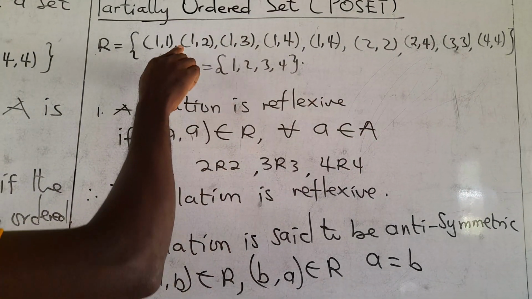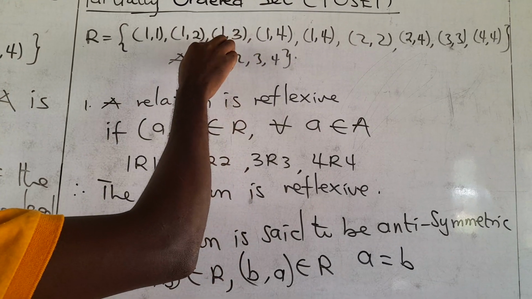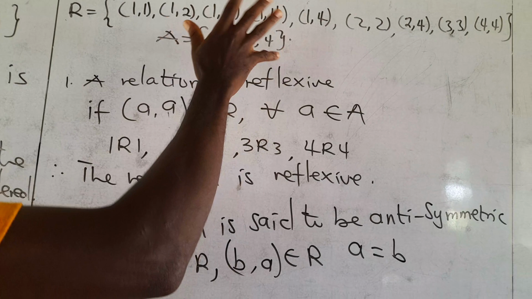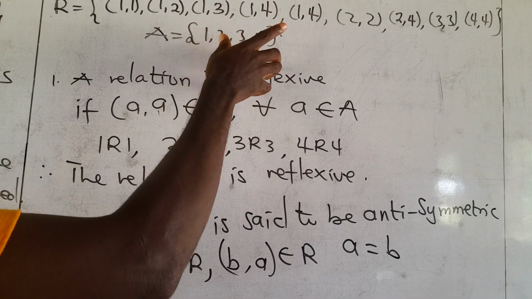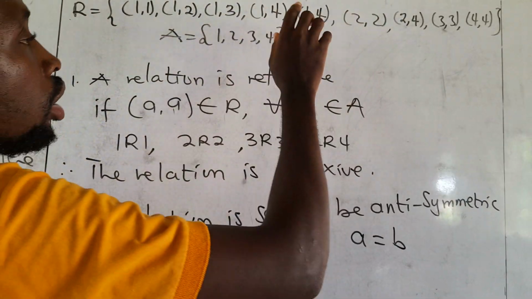We are good to go because 1 is not equal to 2. When we flip 1, 3, we get 3, 1. 3, 1 is not a member of the relation. Then we are good to go because 1 is not equal to 3. When we flip 1, 4, we get 4, 1. 4, 1 is not a member.